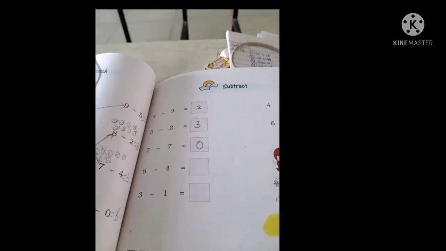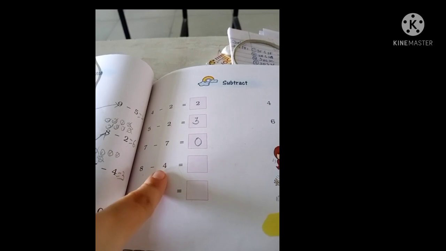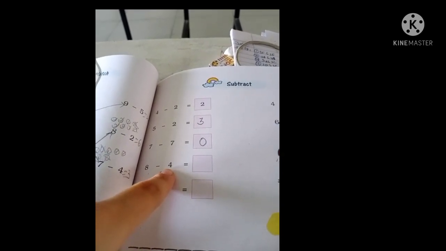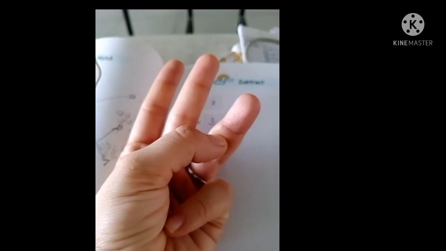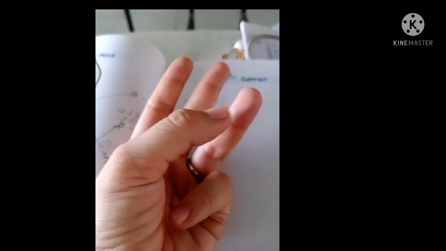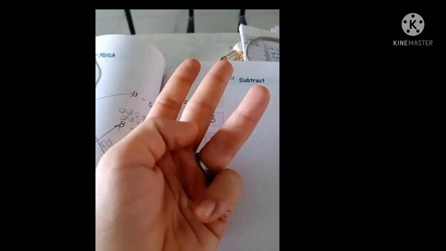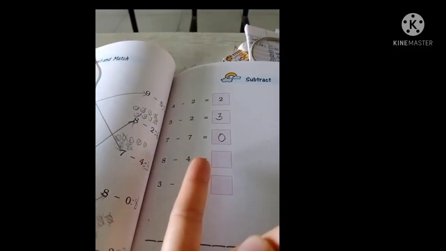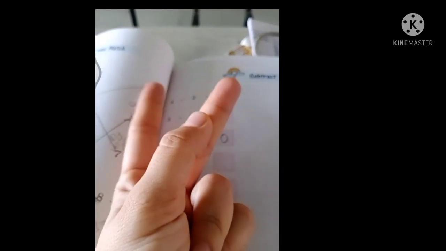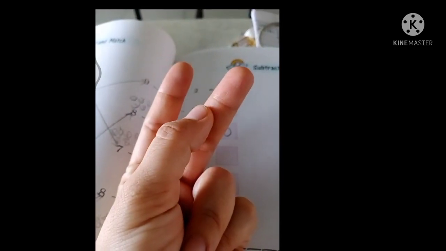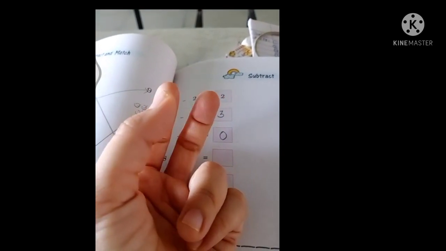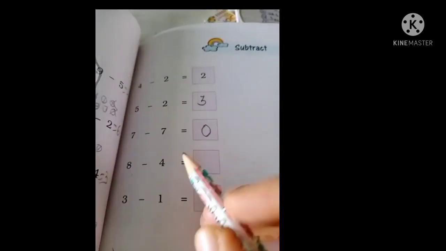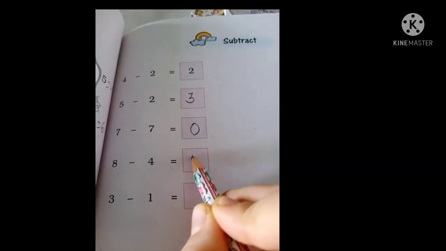Now how many we have to subtract, students? 4. कितने subtract करने हैं? 4. So याद रखो यहाँ तक हमने 8 count किए थे, उसमें से अब कितने कट करेंगे? 4. So here I'm cutting 1, 2, 3, 4. So 4 I have cut. Now after cutting 4 how many still remaining? So 1, 2, 3, 4. How many remaining? 4. So 8 minus 4 we get answer 4.